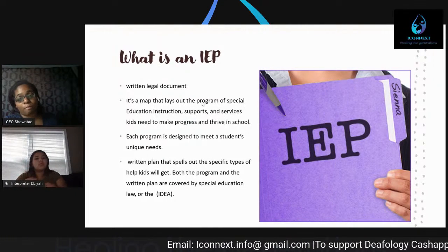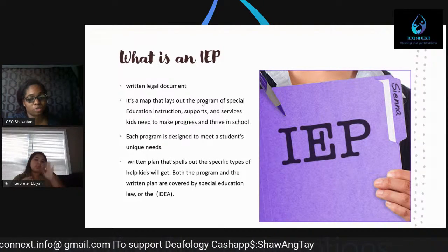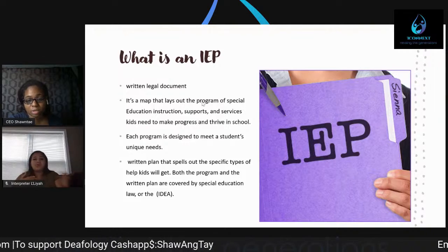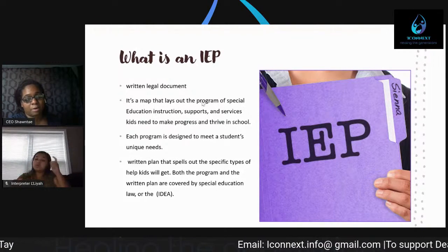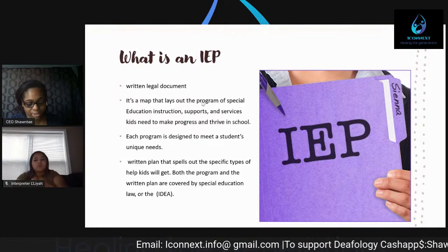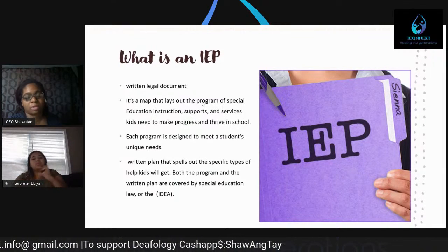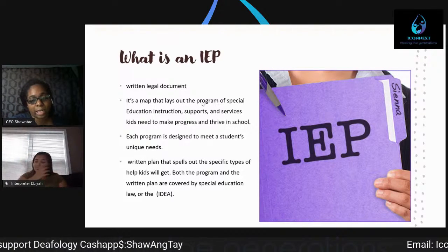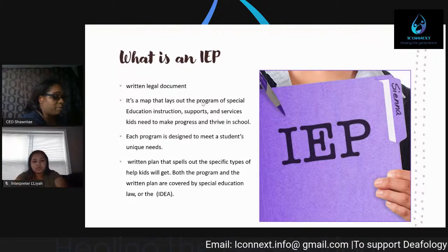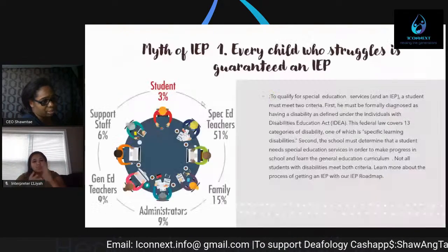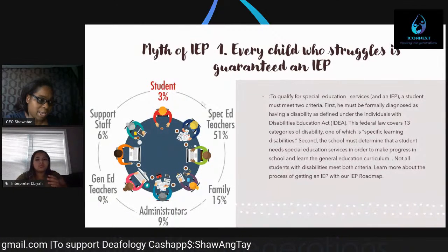So it is also a roadmap, again, that lays out the program for the special needs, what instruction, what supports, the services that a child may need, from buses to special speech therapists to occupational therapists, etc. That's what it lays out. Okay, I'm going to try to keep this pretty brief and not read everything, but it's up there for quite a while. So some myths about IEPs.